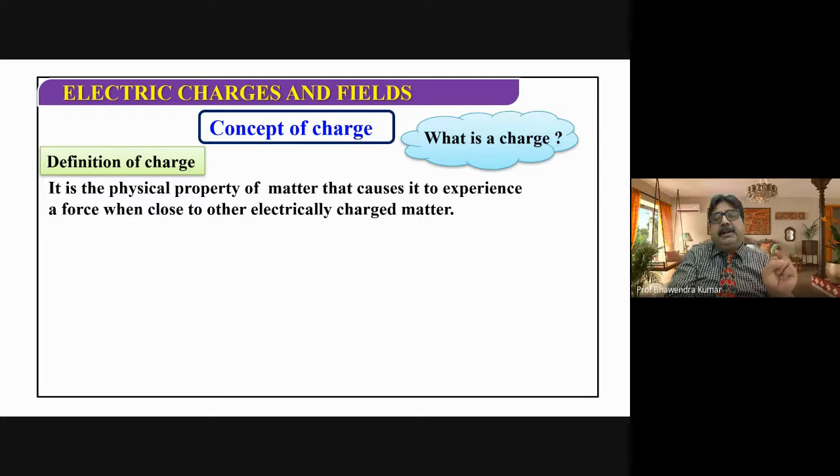We are going to study the electrostatic component of the electromagnetic force. When the charge is in the state of rest, it will experience and exert electrostatic force. But when the charge comes to the state of motion, then the force becomes electromagnetic force. Okay.